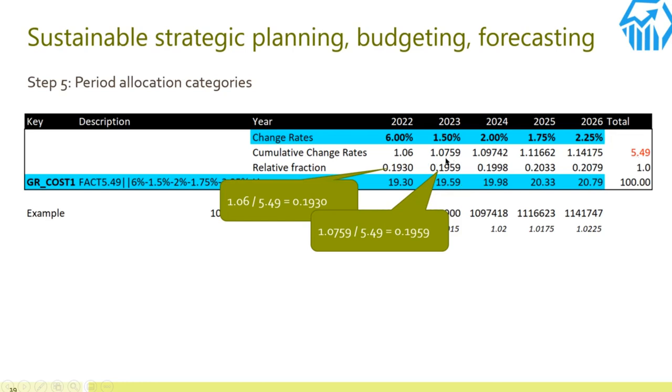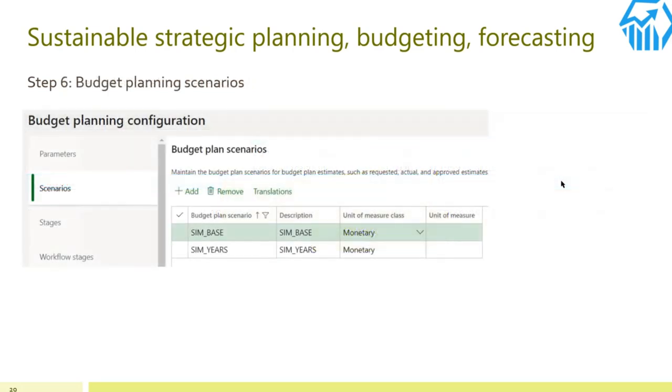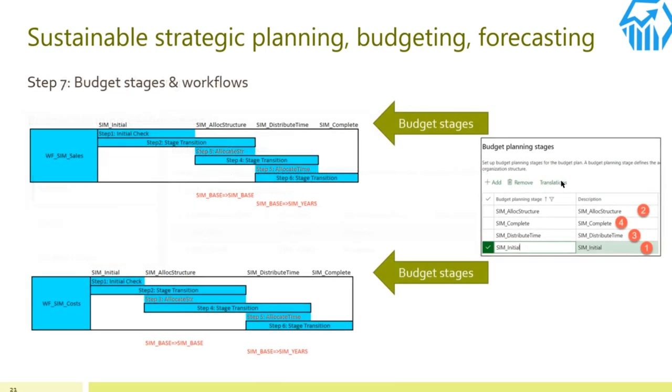19.59 is 1.0759 divided by this number, and so on. And these are the percentages that I used then in the period allocation categories. And I created just 3 of them, but you can use 10, 15, whatever you need for simulation purposes. Okay, the scenarios, I just used 2, a base and a years, and we will see this later on.